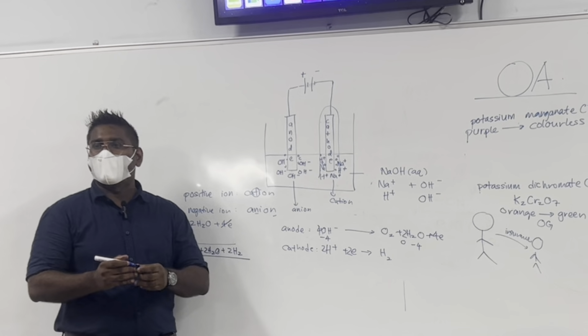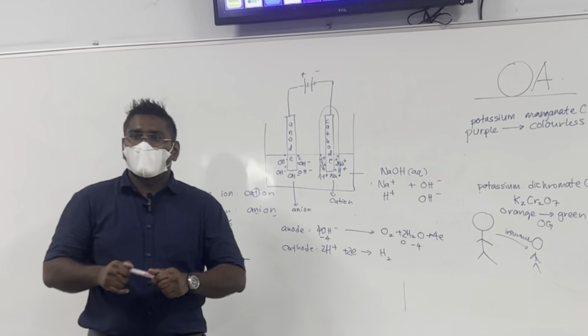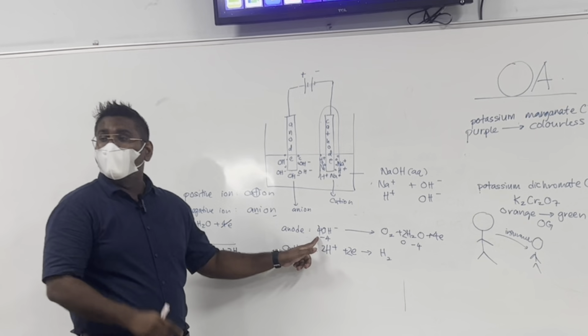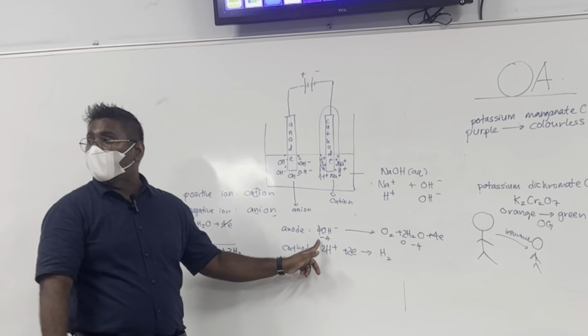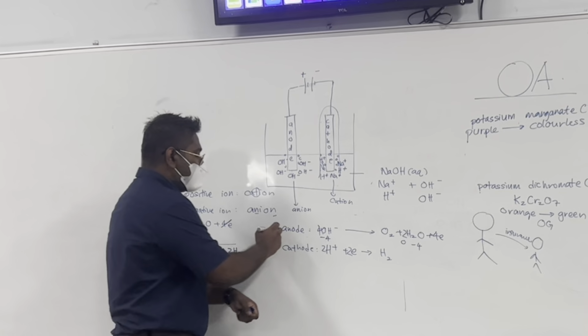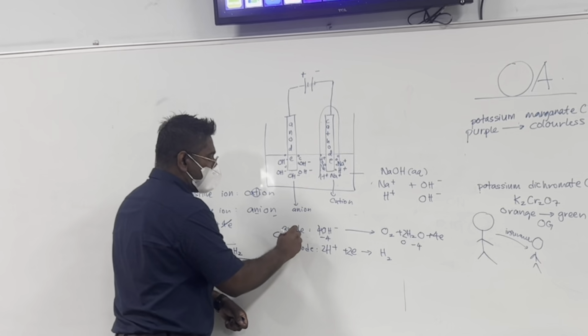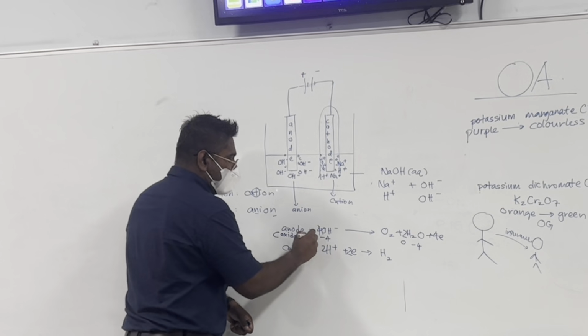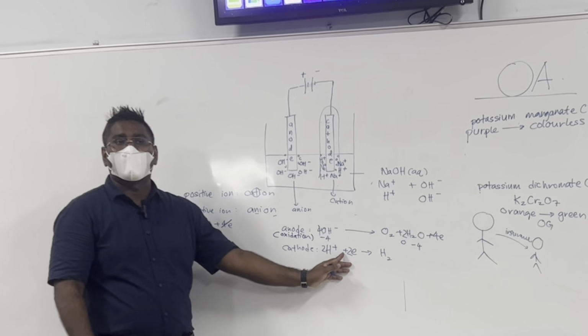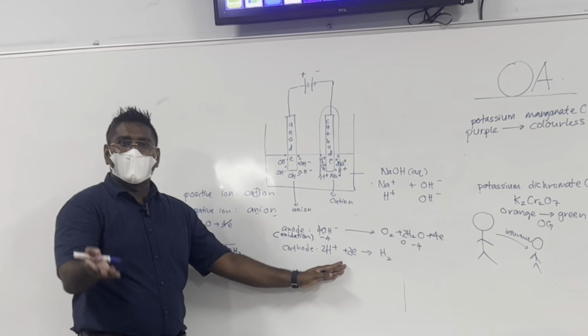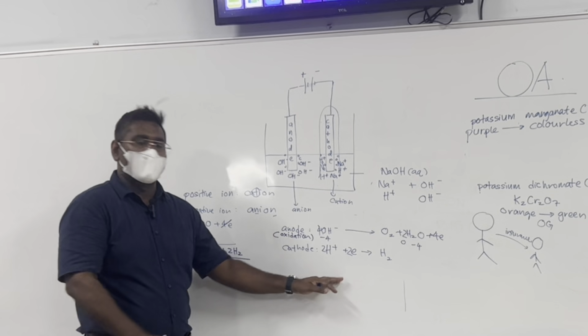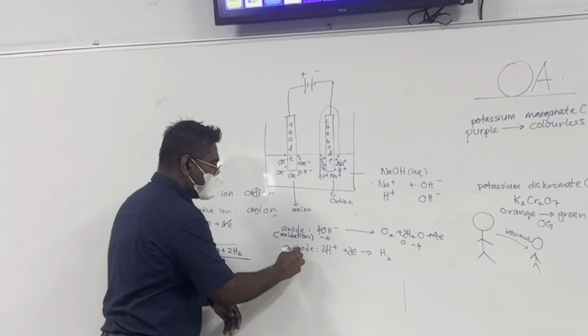Anode, oxidation or reduction? Anode is losing electrons. So OIL RIG: oxidation is loss of electrons. Anode is oxidation. Cathode is gaining electrons. Reduction is gain of electrons. So this is going to be reduction.